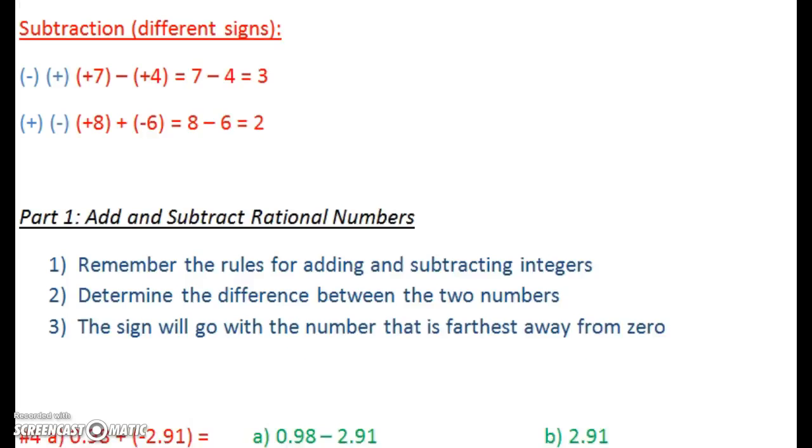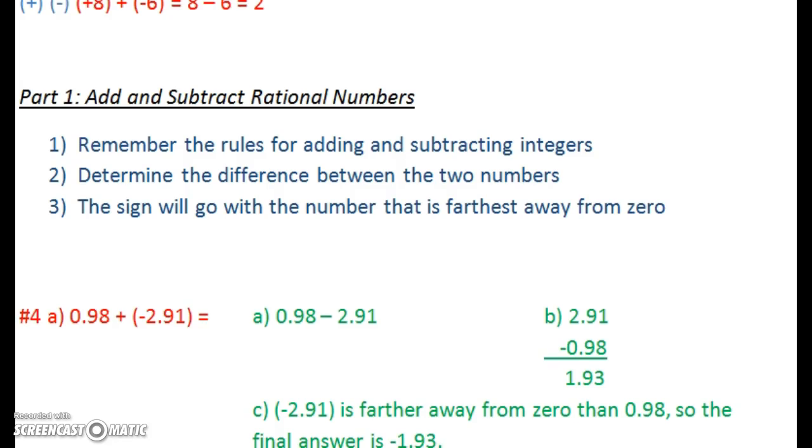Now that we've reviewed how to add and subtract integers, we're going to look at how to add and subtract rational numbers. The first thing we want to remember are the rules for adding and subtracting integers that we just talked about. Secondly, we want to determine the difference between the two numbers. And thirdly, the sign, either positive or negative, will go with the number that is farthest away from 0. Let's look at an example.